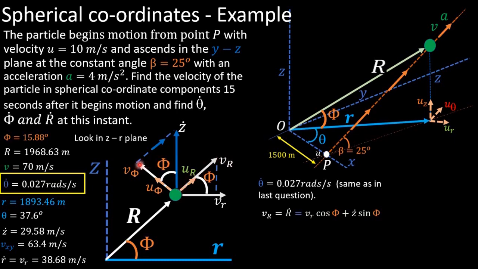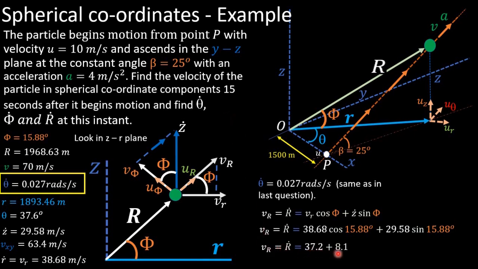Okay, so that's acting in the direction of u sub r. So I'll just multiply it by sine phi to get how much of z dot is acting in the u sub big R direction. Okay, so I put my numbers in and I get v sub r equals r dot equals 37.2 plus 8.1. So this simplified to 37.2, this simplified to 8.1, and I get r dot, so big R dot is 45.3 meters per second. Okay, so I just found r dot.